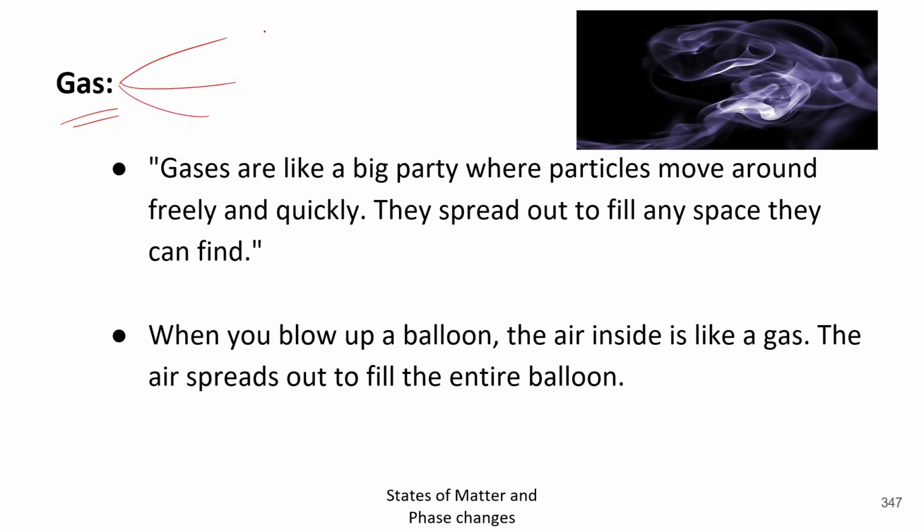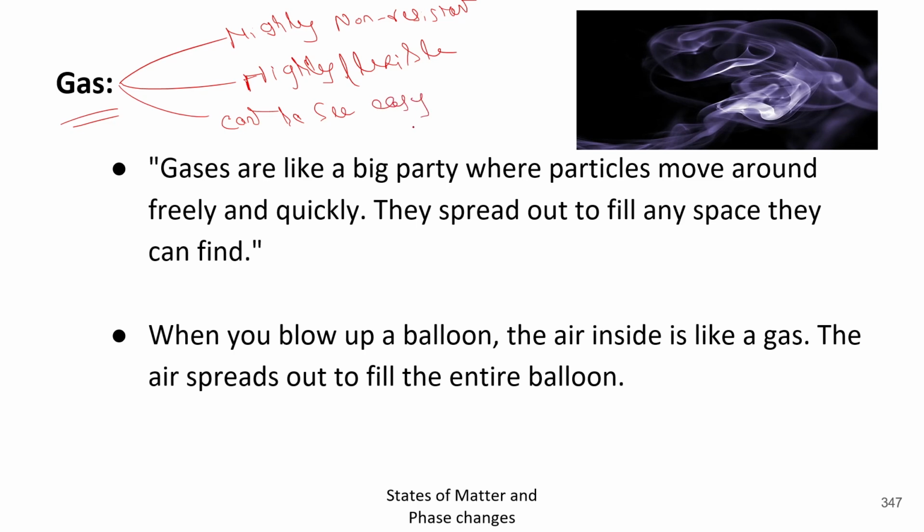Gases are highly non-resistant. Second is highly flexible. Third is can't be seen easily. Okay. Gases are highly non-resistant. They have no shape. Okay. They are highly flexible. They could also acquire any shape, and they cannot be seen easily.